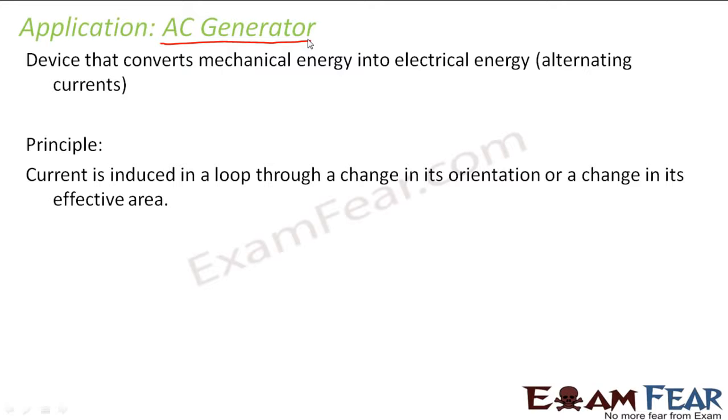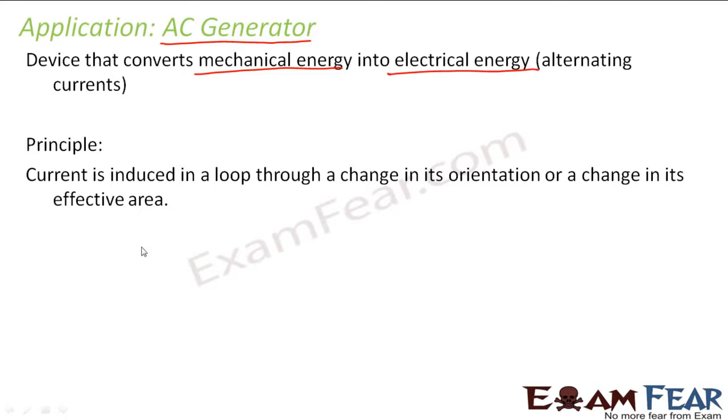Well, it is a device that converts mechanical energy into electrical energy. You remember in one of our previous lessons, we learnt about the electric motor, right? So what was the electric motor? The electric motor was a device which converted electrical energy into mechanical energy. So the AC generator is just the reverse of the electric motor. Here, mechanical energy will get converted into electrical energy.